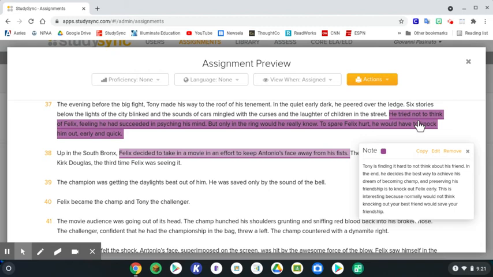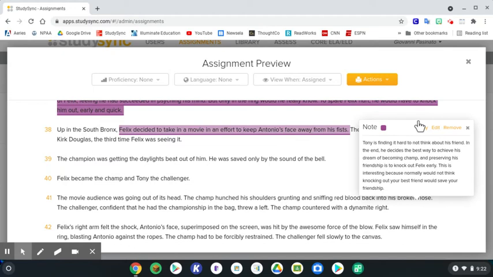This is interesting because normally you would not think knocking out your best friend would save your friendship. It's almost an ironic statement, right? I have to fight my friend to preserve my friendship. Irony: doing something without the intended reaction. I'm going to start reading 38 just to see. No, if I X off, it's going to jump.